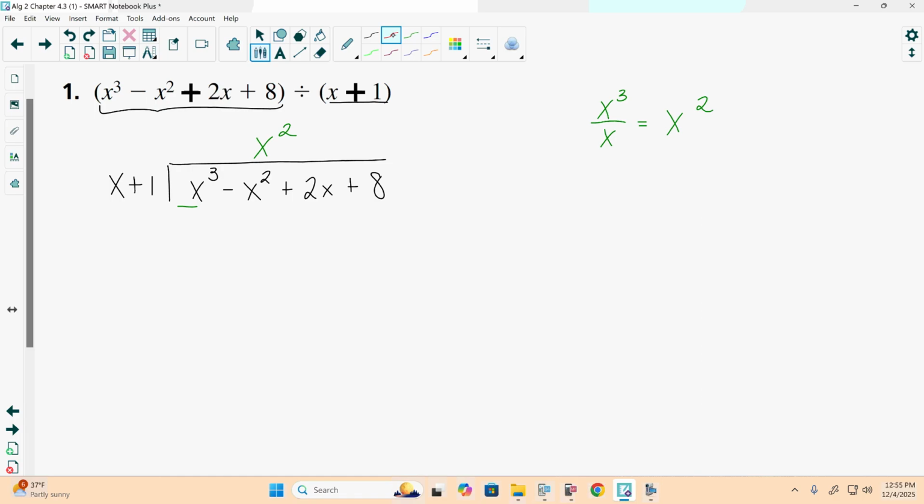This dividing method actually works every single time, no matter what that big first term is and the other term is. And once we find this term, we're going to multiply it by what's outside, our x plus 1. So we're going to do x squared times x plus 1. X squared times x is, lo and behold, x cubed. And x squared times positive 1 is x squared. X cubed plus x squared. Because what we want is for that first term to cancel out. We want it to become 0. So we need it to be the same. We need it to match up.